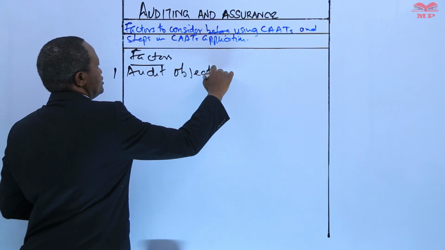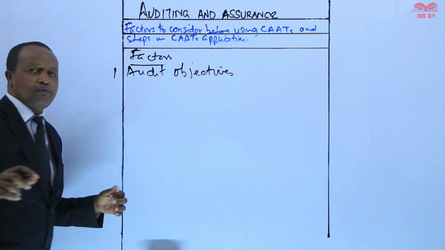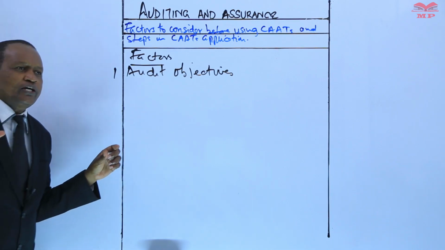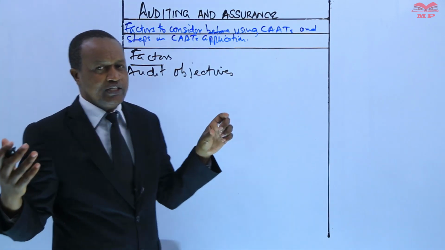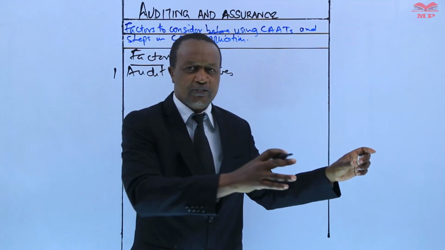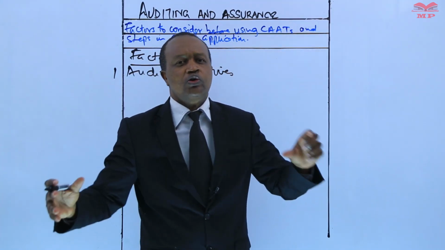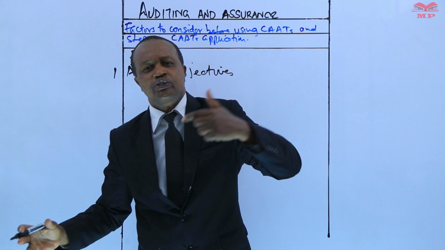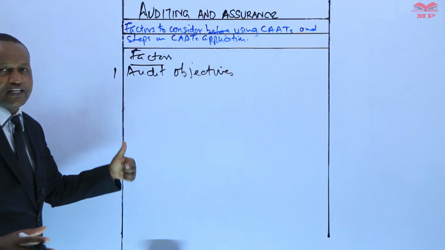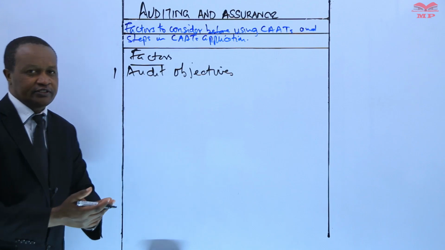The objectives of the audit must be considered first. The auditor is required to clearly define the audit objectives and then determine if CAATS align with those objectives, because not all audit procedures are suitable for CAATS. So first of all, identify the audit objectives.